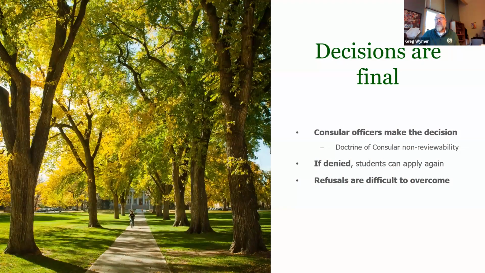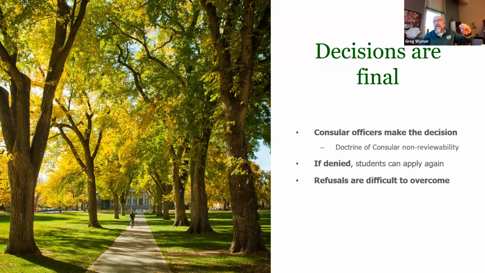In terms of decisions that a consular officer makes, they are final. When it's made, it cannot be overturned even by the consular officer's supervisor. There's what's known as the doctrine of consular non-reviewability. So if you're denied, students can apply again. However, the chances of another denial become incrementally higher.